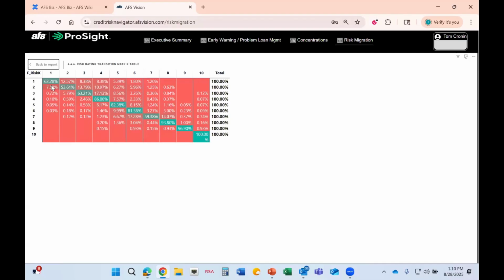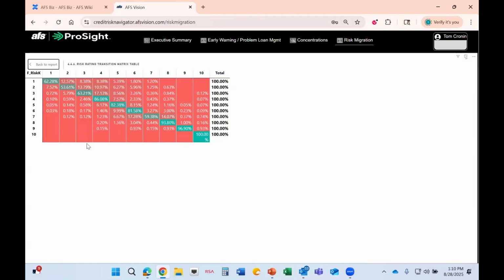For example, if you look at the 1-to-1 for CRE, it's 62%. So 62% of the ones stay a 1. For CNI, that number was 92%. You look at the 2s, 54% stay a 2, whereas for CNI, it was 80%. And then almost 25% of the ones went down 2 notches or more. So they went from a 1 to a 3, 4, 5 down that way.